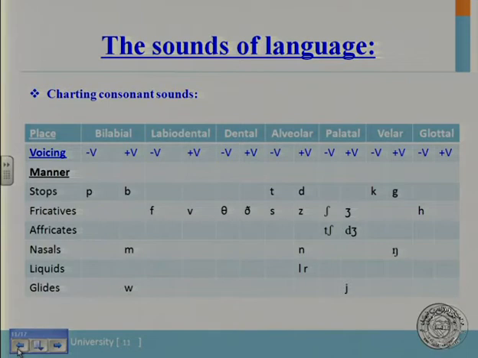And finally here we have one sound, glide sound, that is ya, as in yes, yet, you. We have only one sound, that is palatal, glide, of course, voiced sound.